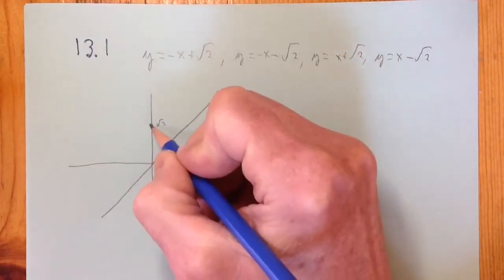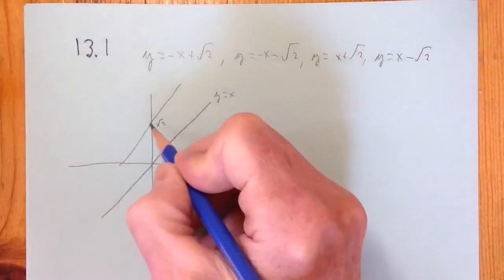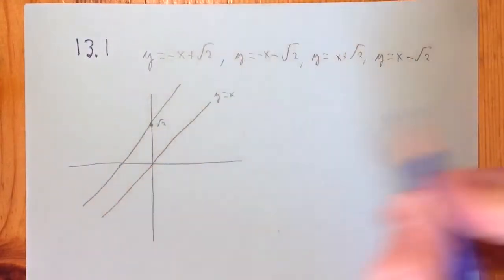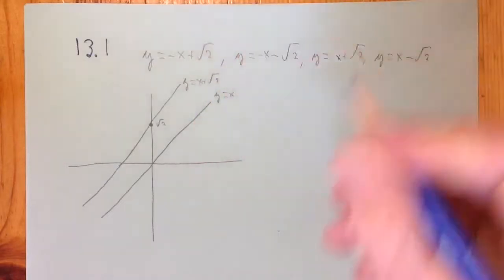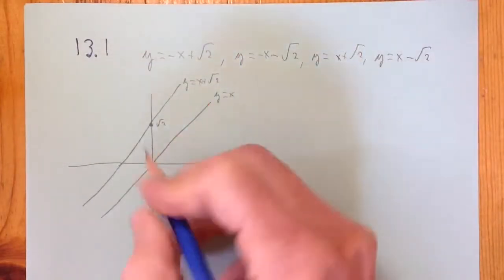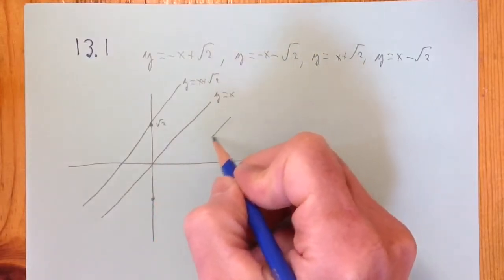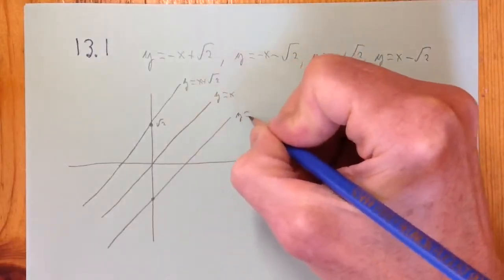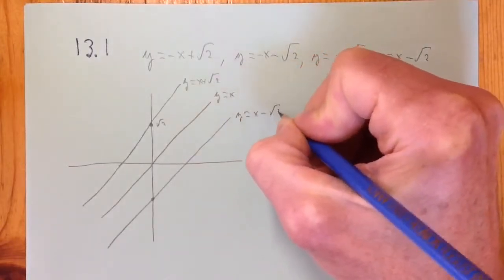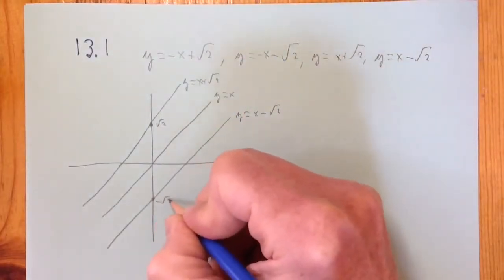So now our line looks like this. It's hard to do it neatly. So there's y equals x plus root 2. Now y equals x minus root 2 would just be down here. So here is y equals x minus root 2. You shift it down by root 2. So this is negative root 2.